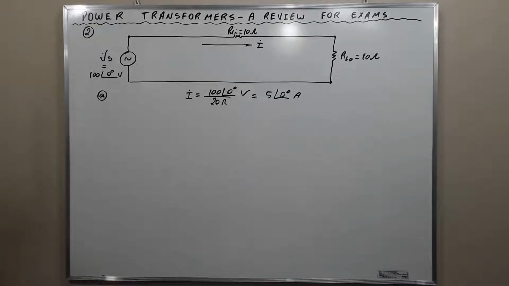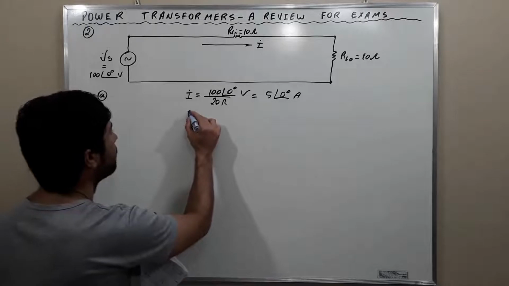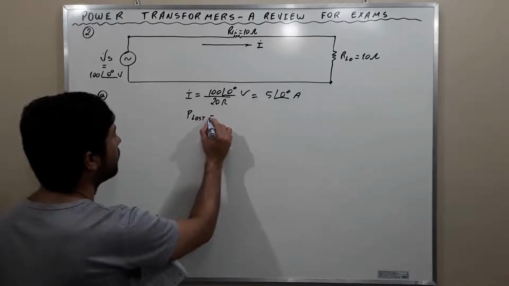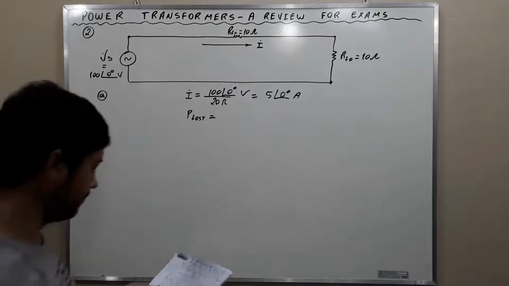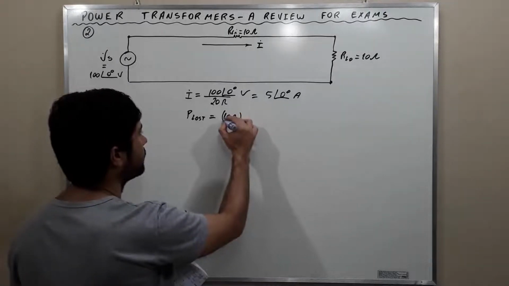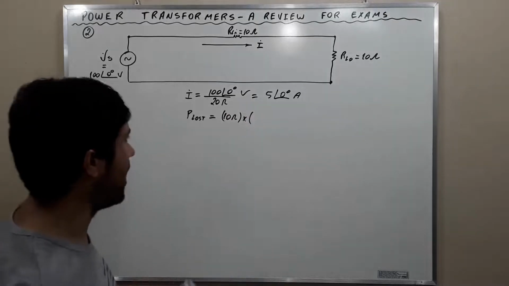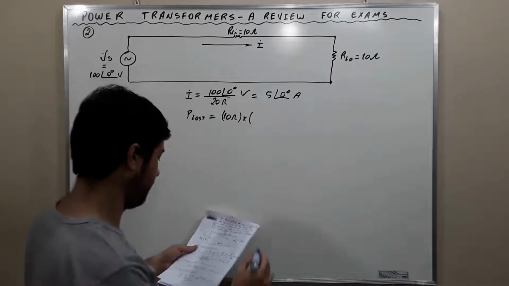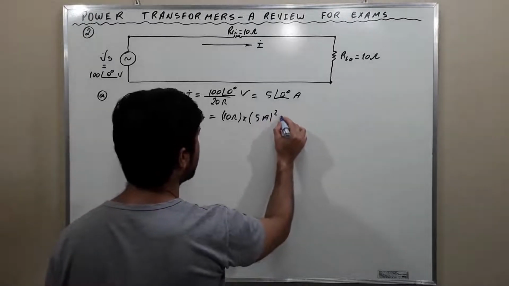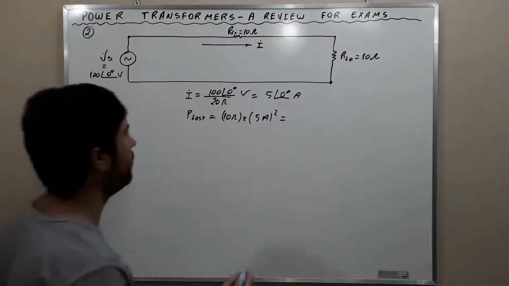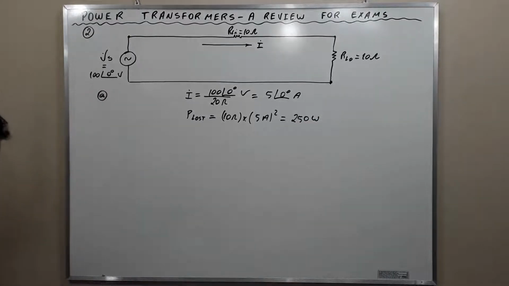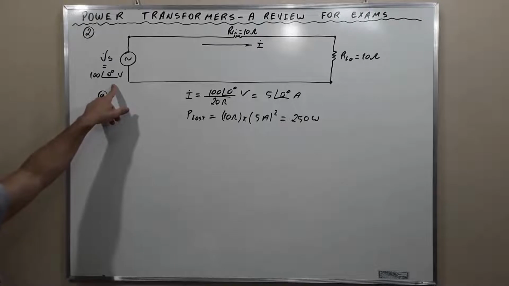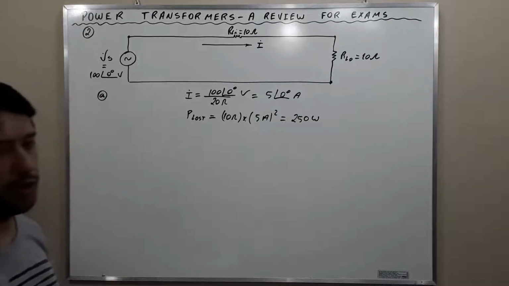The power lost in transmission is the value of the resistance of the line times the magnitude of the current squared. And this is 250 watts.